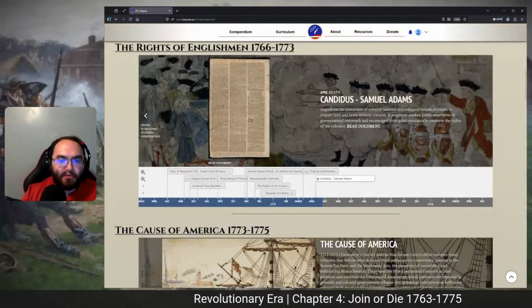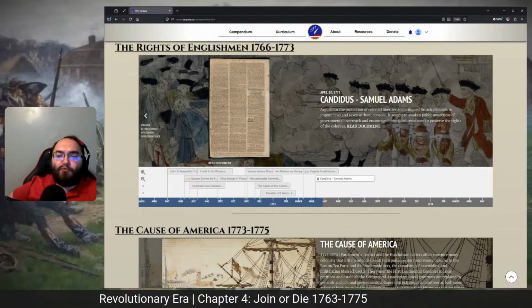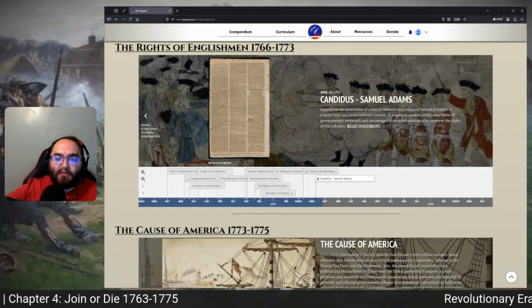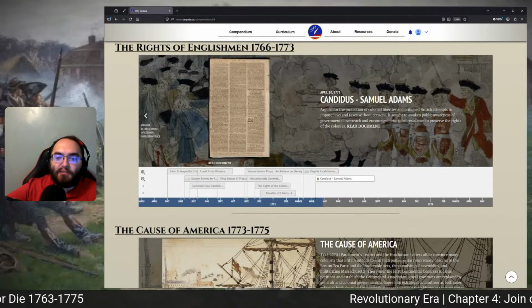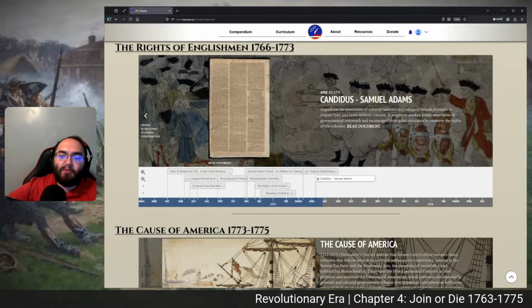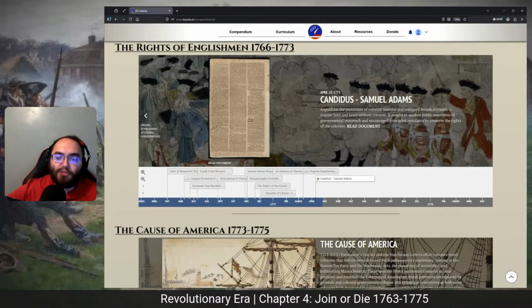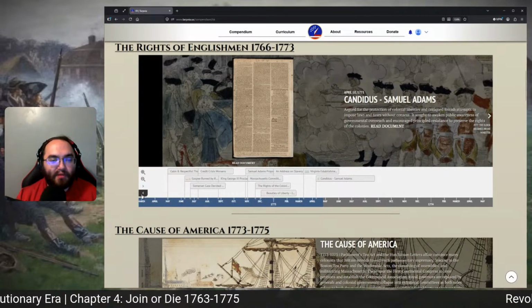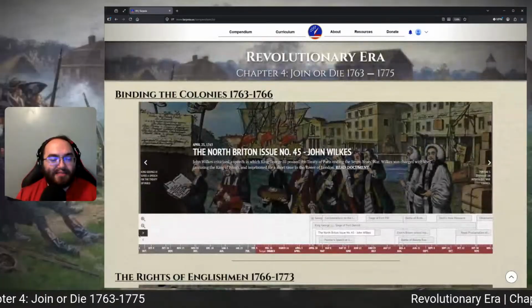And this is another political essay, argued for the protection of colonial liberties and critiqued British attempts to impose laws and taxes without consent. It sought to awaken public awareness of governmental overreach and encourage principled resistance to preserve the rights of the colonies. So this is the last document for that section.